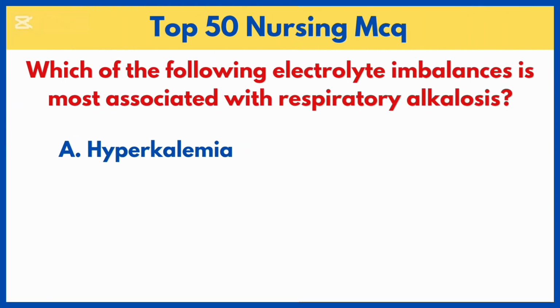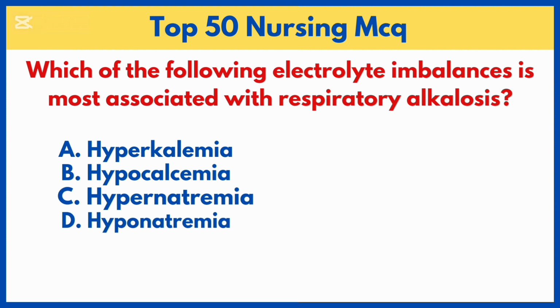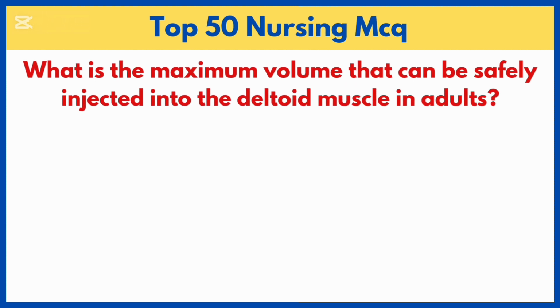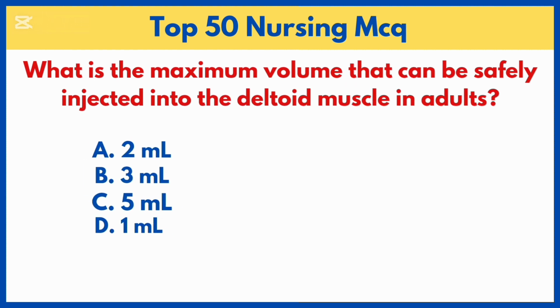Which of the following electrolyte imbalance is most associated with respiratory alkalosis? Correct answer is option B, hypocalcemia. What is the maximum volume that can be safely injected into the deltoid muscle in adults? Correct answer is option A, 2 ml.